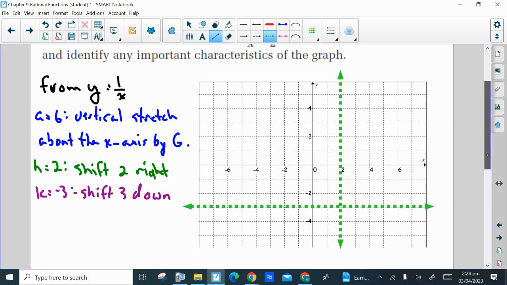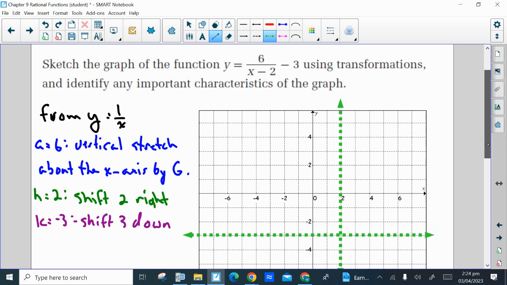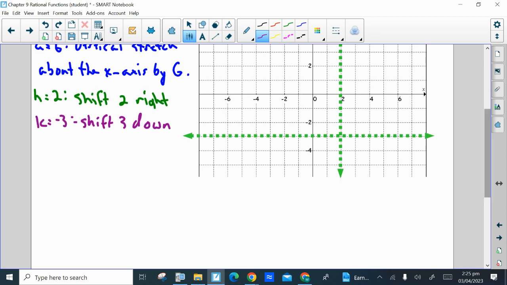Again, we can, if we want, get some points for this graph, and I'm going to choose some specific values of x so that they work out nicely. For example, when x is 0, on the bottom here, 0 take away 2 is negative 2. So you'll have 6 divided by negative 2, which is negative 3. Take away 3 is negative 6. So that's 1 point on this graph. 0 comma negative 6 is right there.